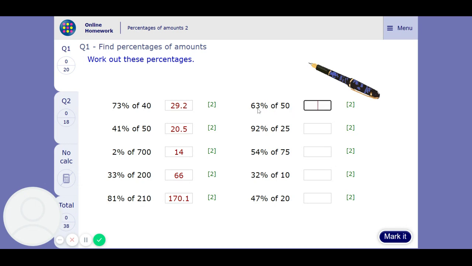63%. So you're going to work out 10%. You're going to work out 1%. You're going to work out 60%. You're going to work out 3%, and you're going to add them. So 10% is 5. So 60% is going to be 30. 1% is 0.5. So 3% is going to be 1.5.